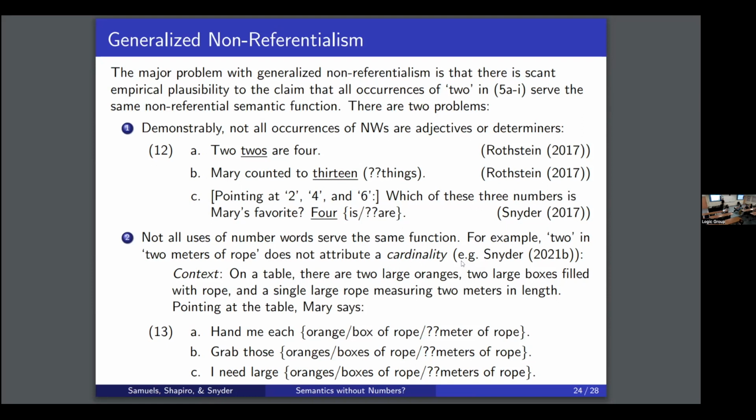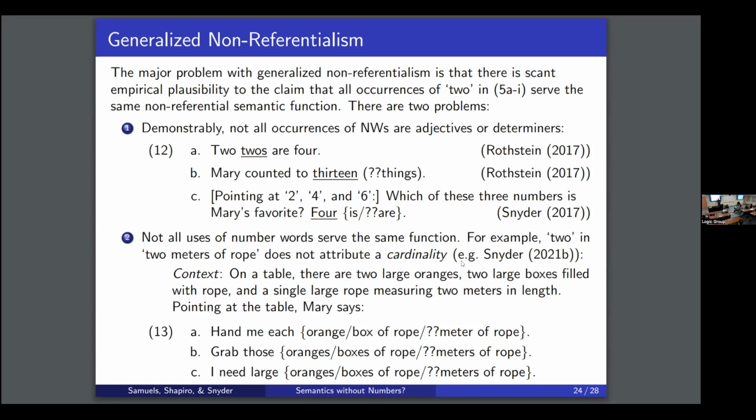Okay, so that's why not all number words demonstrably are adjectives. Not all occurrences of number words are adjectives or determiners. The second problem is that not all occurrences of number words serve the same non-referential semantic function. I've already shown you why that has to be the case, right? We have all these different uses of number words. On everybody's account in linguistic semantics, those different occurrences correspond to different semantic functions that number words take on, or at least many of them do. So that's already problematic for this view, right?